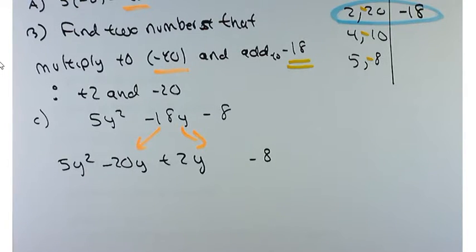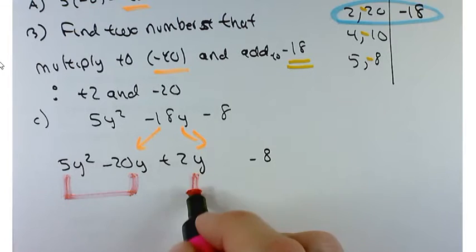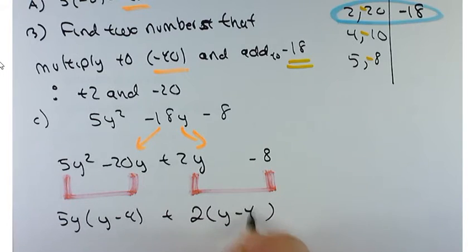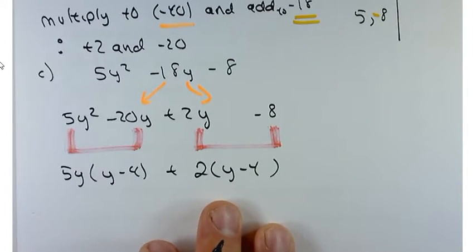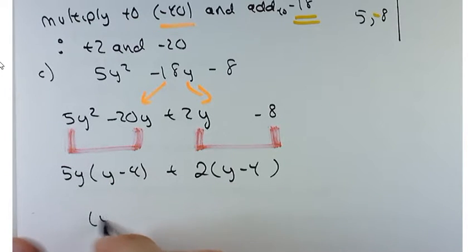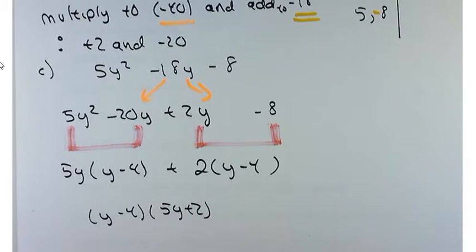Let's finish it up. A little more factor by grouping work here. What's in common to these first two? 5y. Leaves behind a y minus 4. And from the second pair, a 2, which also leaves behind y minus 4. And last but not least, y minus 4 times 5y plus 2. Yay.